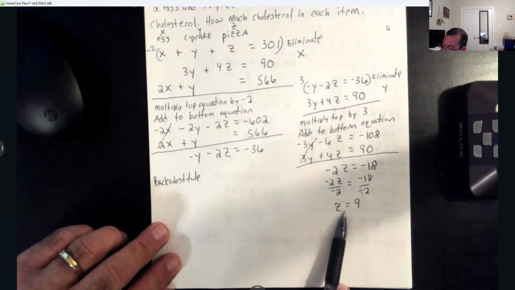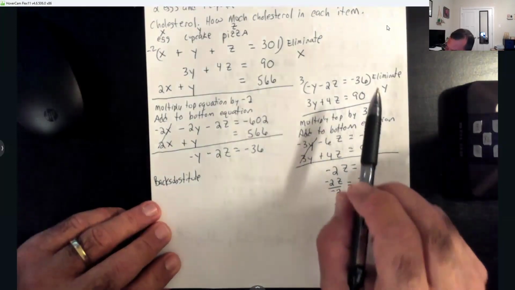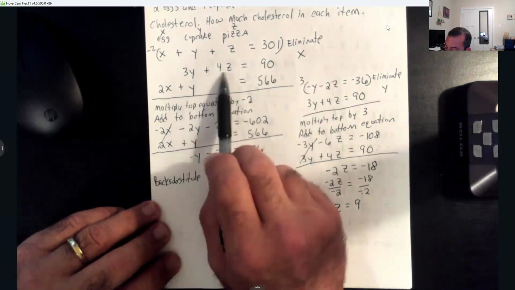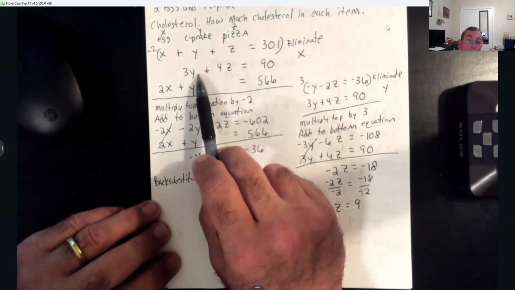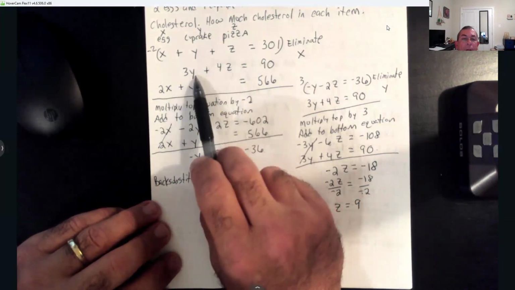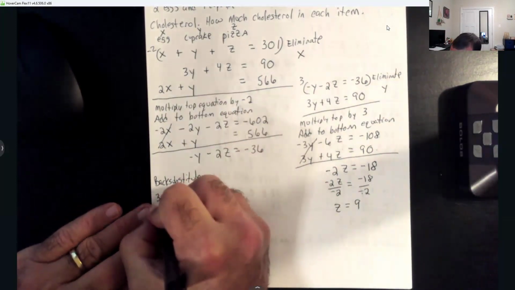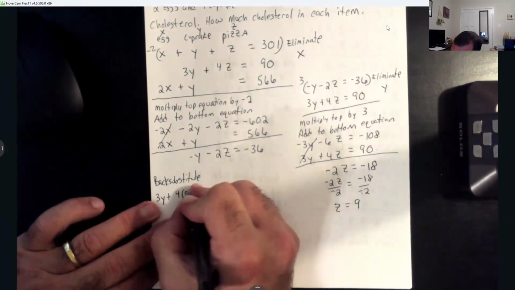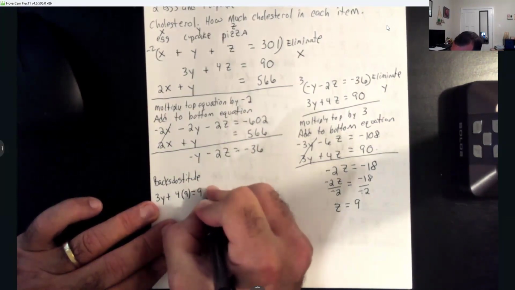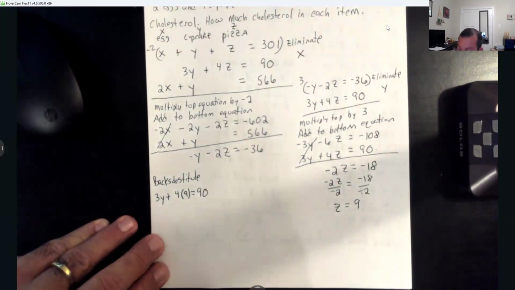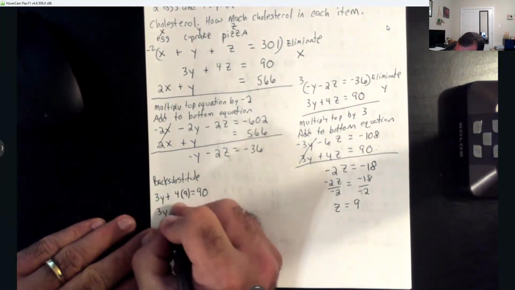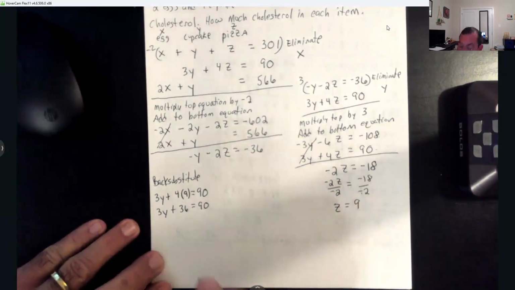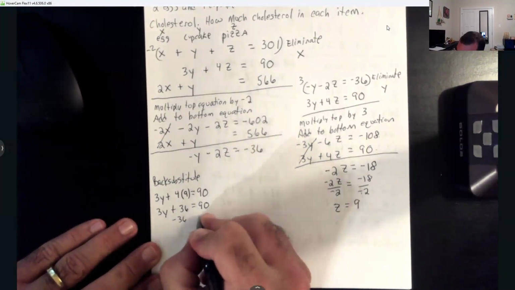Well, since I know z is 9, I can now plug into one of these and look for my y. So I'll probably use this one. I know 3y plus 4 times my z, which is 9, has to equal 90. So solving that, 3y plus 36 equals 90. I'm going to subtract 36 now.